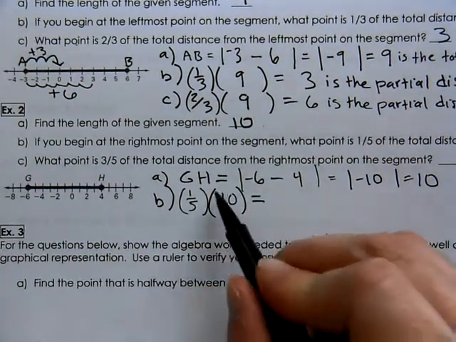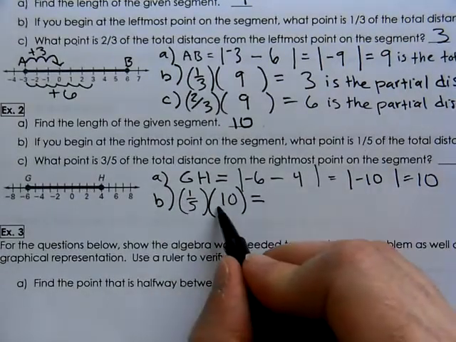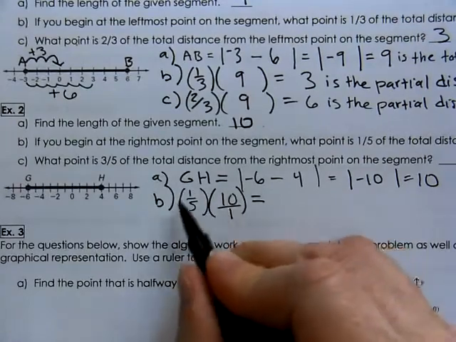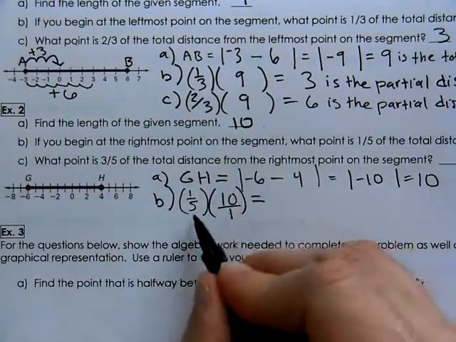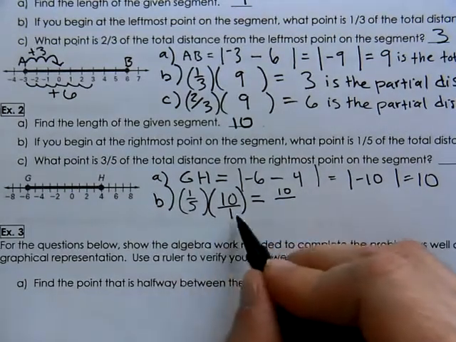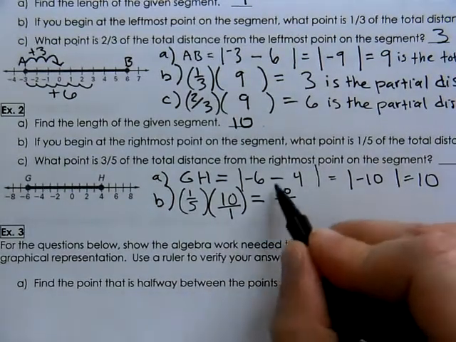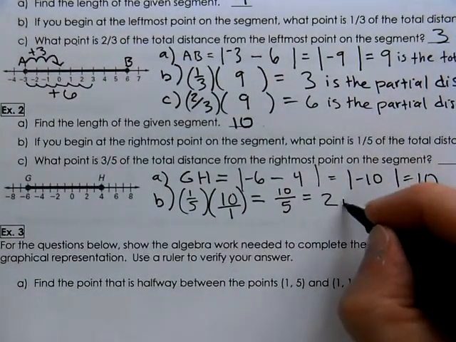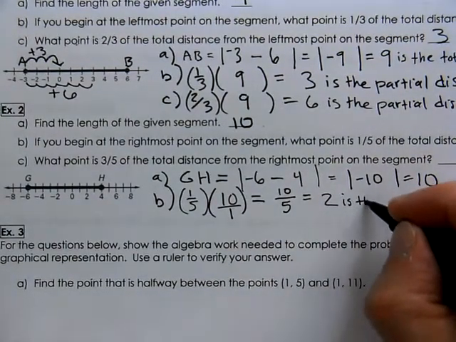So that answer is 2, but another way to look at that is if you think of 10 as being a fraction of 10 over 1, remember, this is just review. When you are multiplying fractions, you multiply straight across. So top times top, and bottom times bottom. And then when you simplify that fraction, that's how we get the result of 2. So 2 is the partial distance.